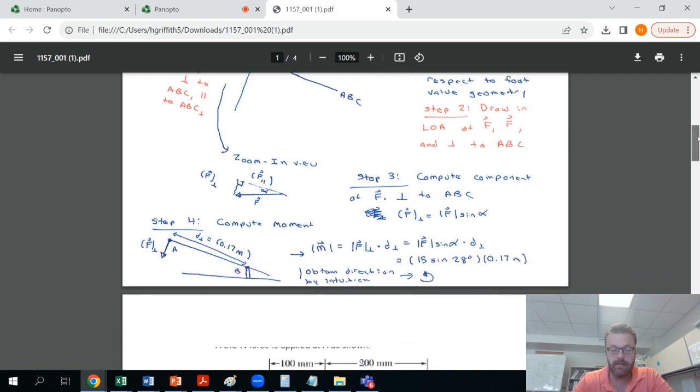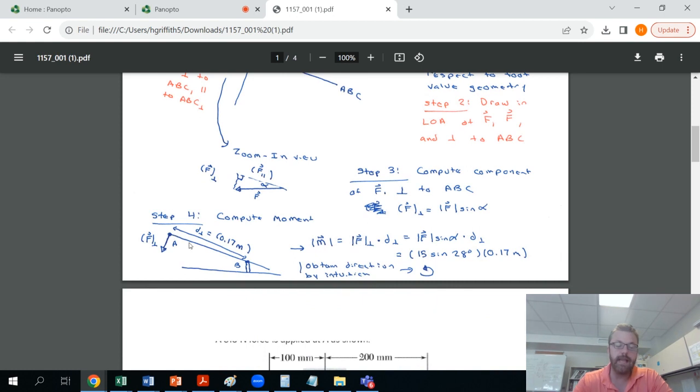And then all that we need to do now is think about what the actual distance is from the point of application of the perpendicular force. Remember, it can be generally anywhere along its line of action to the point about which we're calculating the moment. And we were given in the problem description that the distance from B to A is 170 millimeters. So that would be, in my case, it may be different for you, 0.17 meters.